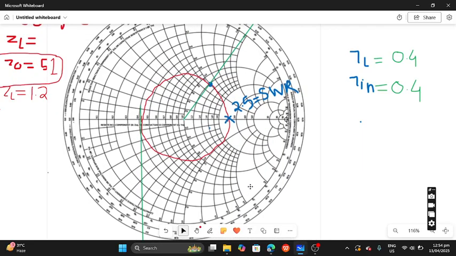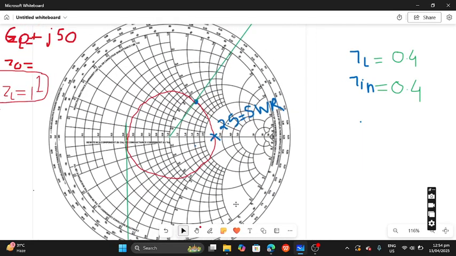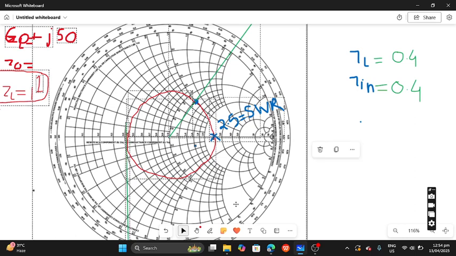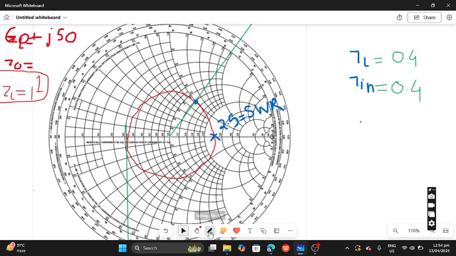Now you have to calculate the angle here. You can directly see the angle here. It is 54 degrees. The angle here is 54 degrees.